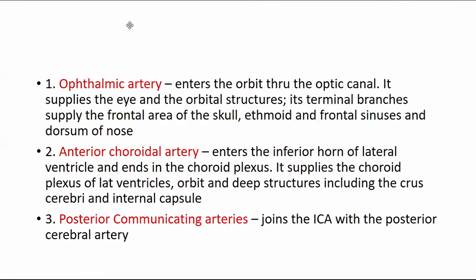First branch, the ophthalmic artery, enters the orbit through the optic canal. It supplies the eye and the orbital structures, and its terminal branches supply the frontal area of the skull, the ethmoid and frontal sinuses, and the dorsum of the nose. Next branch is the anterior choroidal artery, which enters the inferior horn of the lateral ventricle, supplying its choroid plexus. Next is the posterior communicating artery. It joins the ICA with the posterior cerebral artery. So this is an important part of the circle of Willis, which I will discuss later on.